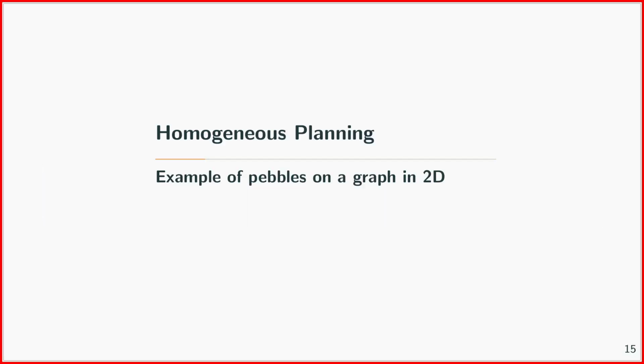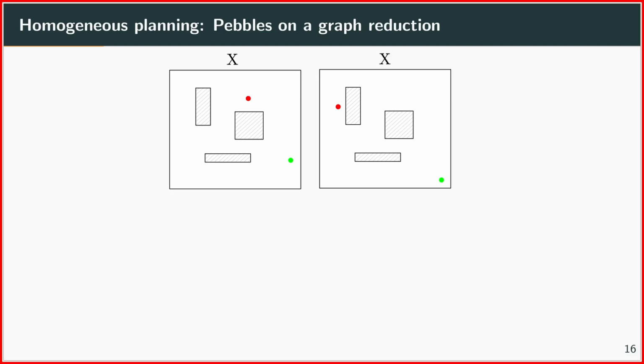To show you this, I want to give you a small example in 2D. This should already explain how this pebbles on a graph reduction works. So let's say that we are in this environment here. I think you saw this already multiple times. Those boxes here are obstacles. Green is the start configuration for a point robot, and red is the goal configuration for a point robot. But now we have two robots. One is starting here, and the other one is starting here. And this one wants to go to this red point, and this robot wants to go to this red point.